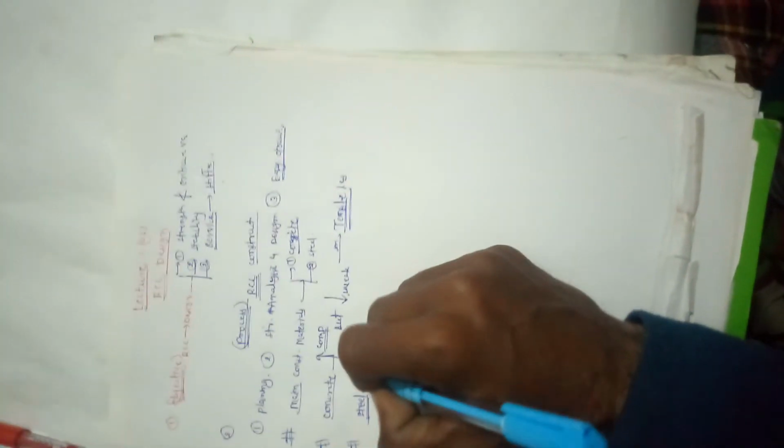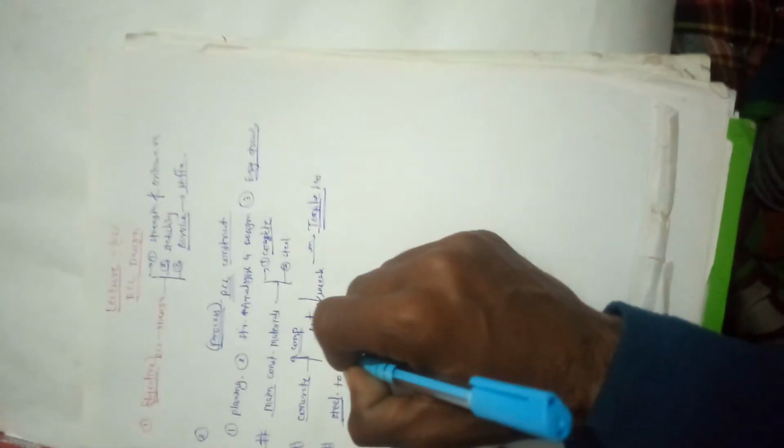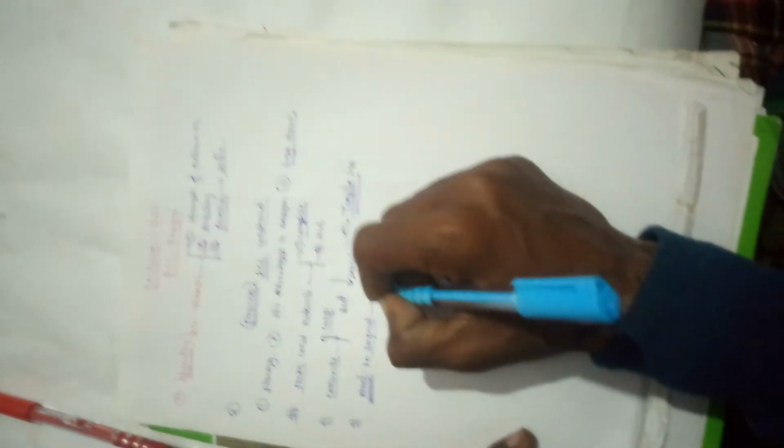So we want to remove this by providing suitable steel to impart the tensile strength to the structure, and steel also imparts durability to the structure.